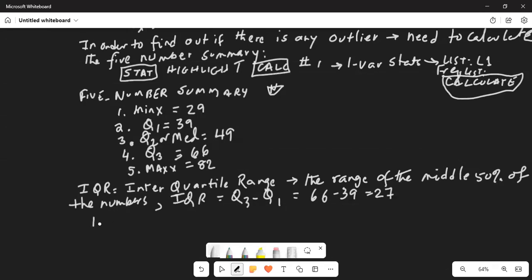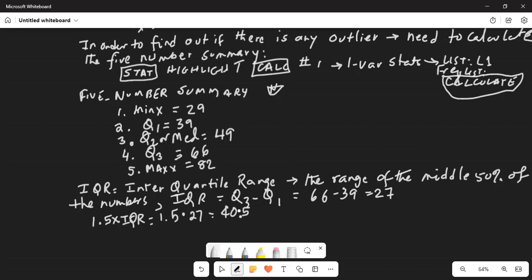Now we will multiply 1.5 times IQR. That is 1.5 times 27, and that is equal to 40.5.